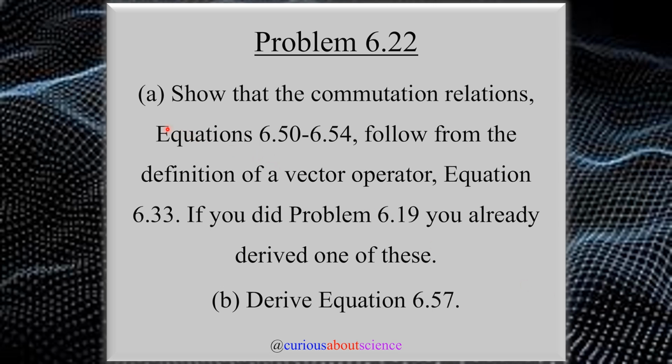So the goal for problem 6.22 is to show that the commutation relations, equations 6.50 to 6.54, follow from the definition of a vector operator, equation 6.33. And if you did problem 6.19, which I did not have scheduled, you already derived one of these. And then in part B, we want to derive equation 6.57. Okay, so we got a lot going on.